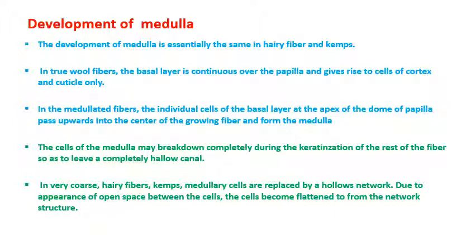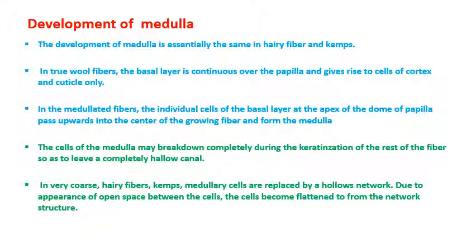Now, the development of the primary follicle and secondary follicle I have mentioned, but as I have said, the primary follicle forms three kinds of fibers, particularly the coarse fibers or hair-like heterofibers. These fibers are larger in diameter and will have a hollow structure if we see them microscopically, that is called the medulla. So how does the development of the medulla happen? The development of the medulla is essentially the same in hairy fiber and kemps. As I said, there are three kinds of fibers: wool, hair and kemps.